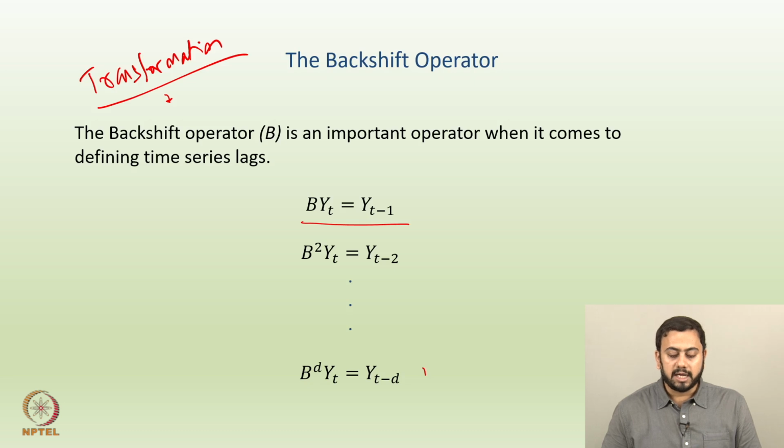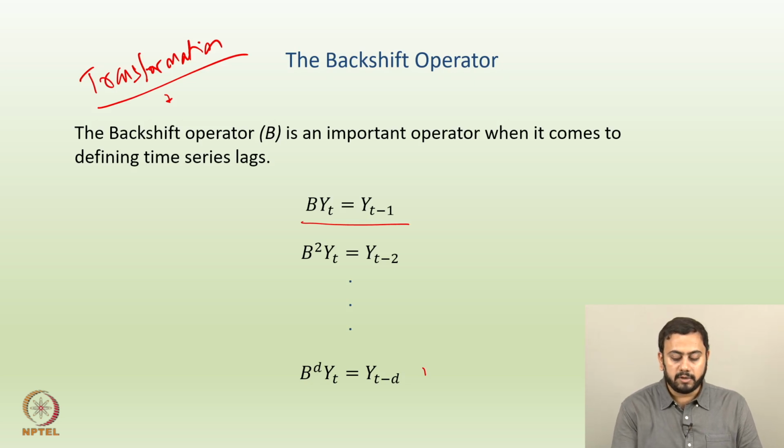So, if you apply this backshift operator B on, let us say, yt, it should produce yt minus 1. Now again, you may wonder what would happen if you apply this backshift operator a number of times. So, let us say twice. One can do that, right? So, B square of yt.